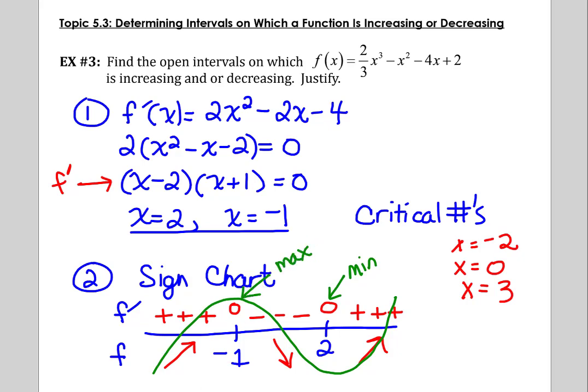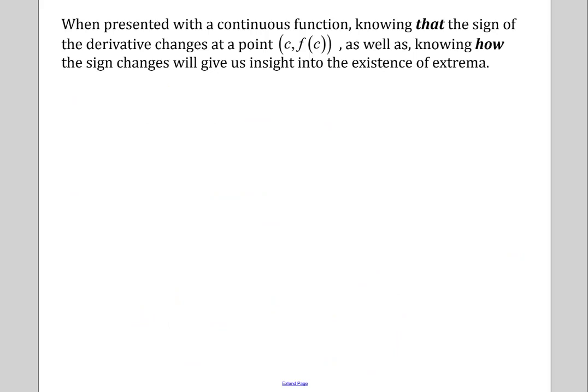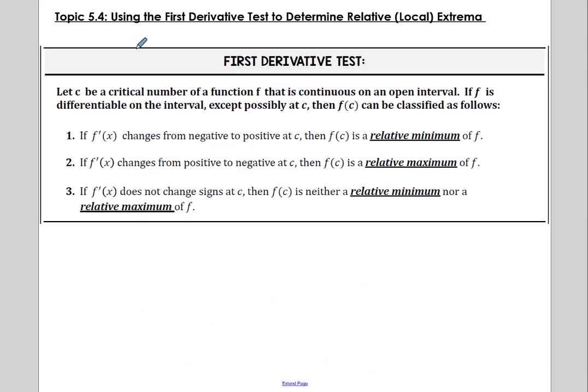And the justification or reasoning would be the derivative is 0 at the critical number, and the graph changed from increasing to decreasing, and likewise from decreasing to increasing. Or the derivative changed from positive to negative, or negative to positive. And that's how to use the first derivative test. This is what I just said.